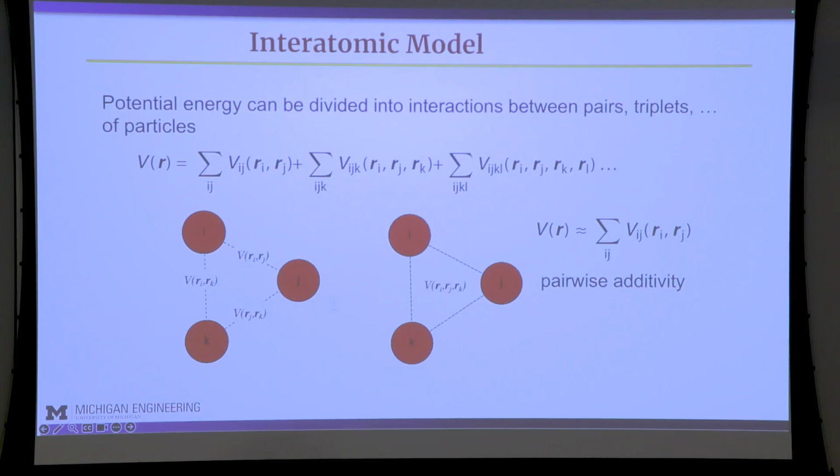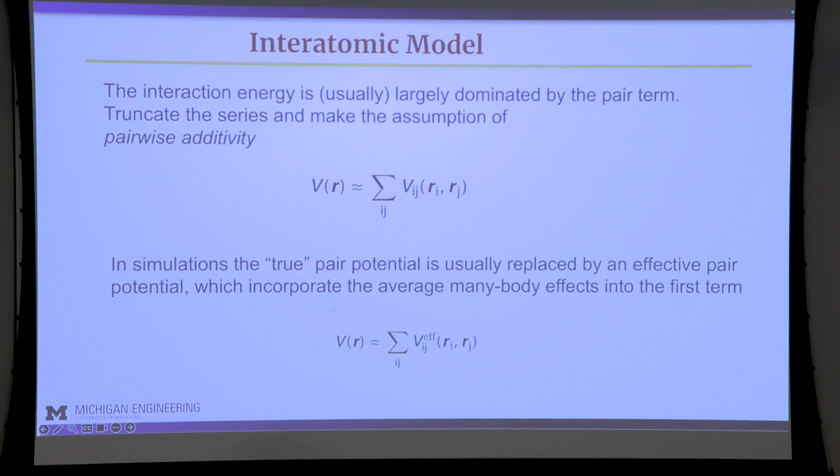But you can also make an approximation, which is pairwise additivity. So I'm looking at ij, for example, and then I look at the contribution of all the pairs. This is an approximation to simplify our problem. But you still need to have information on how those molecules interact with each other. And usually the interactions are largely dominated by the pair terms. So you look just at the atom next to you. So the ij.